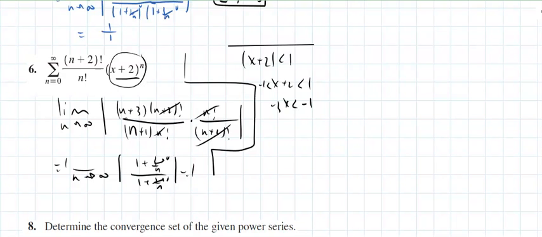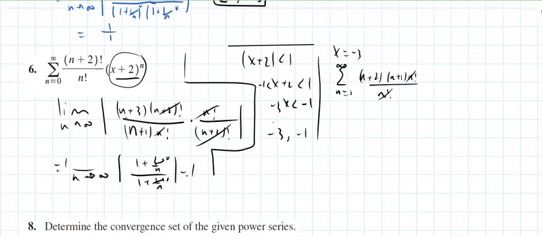Again, I need to check on those, see if negative 3 is included and negative 1 is included, so I need to do the testing. I will let x equal negative 3, that will be the series, n equals 0 to infinity, of negative n plus 2, n plus 1 times n factorial over n factorial. This cancels out every time, so this one is going to be left over, but if I put a negative 3 in there, I'm going to get negative 1 to the n. But the limit as n approaches infinity of this is infinity, therefore it diverges, so that's not included.